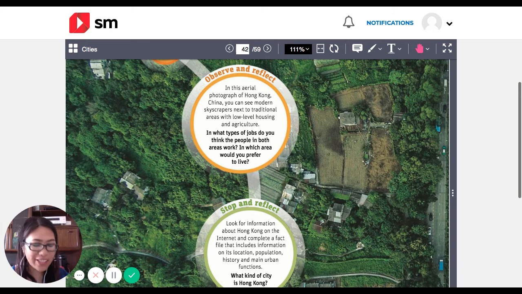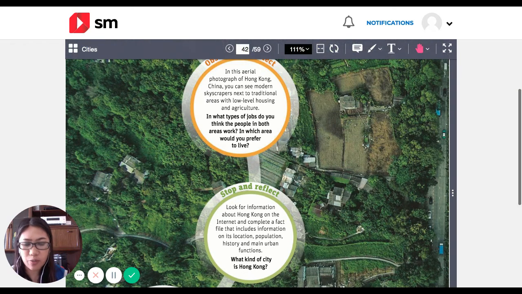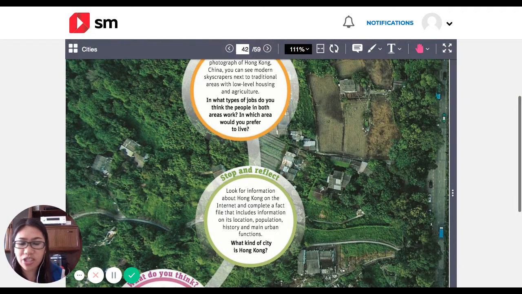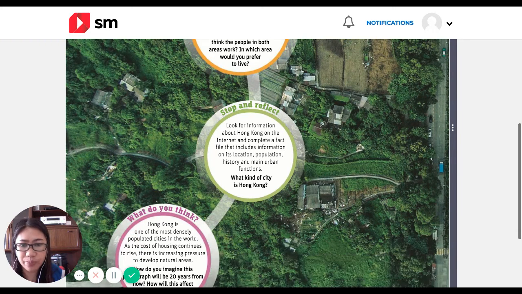Please pay attention to today's topic and open your notebooks so you can take notes of the key points of the lesson. But before the lesson proper, I would like you to take a look at your screen, this one. This is an aerial photograph of Hong Kong, China. You can see modern skyscrapers next to traditional areas with low-level housing and agriculture.